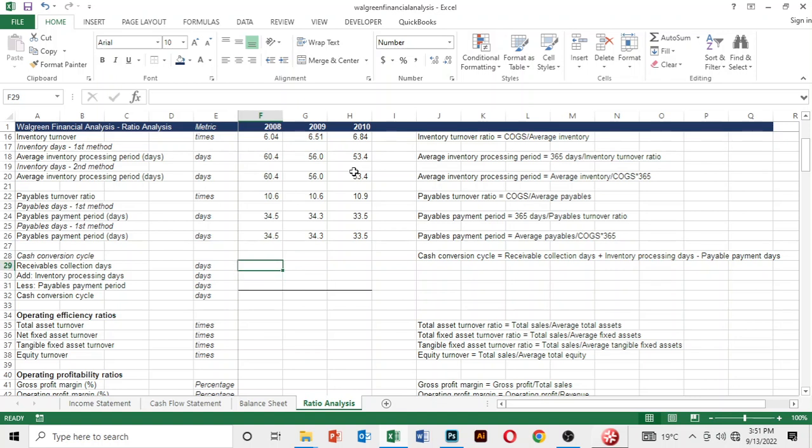So to calculate the conversion cycle here, we add receivables plus inventory days, and then we less the payables payment period. Then we get the cash conversion cycle. So basically, when we are looking at the cash conversion cycle, we're looking at working capital, right?